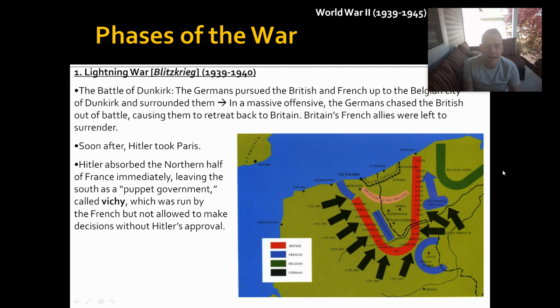Ultimately, Hitler takes Paris and puts France under his rule. Here you can see below in my notes that the northern half of France gets absorbed by Germany, and the bottom half of France is allowed to have its own Vichy government. It's really just a puppet for Hitler. At this point, Hitler has the vast majority of the territory of continental Europe under his power.